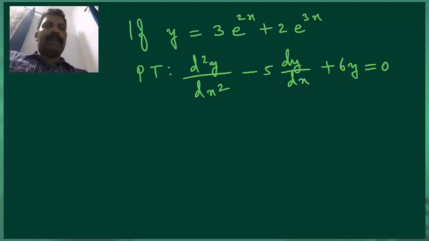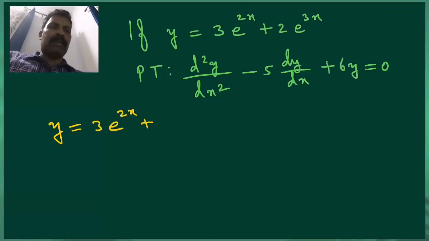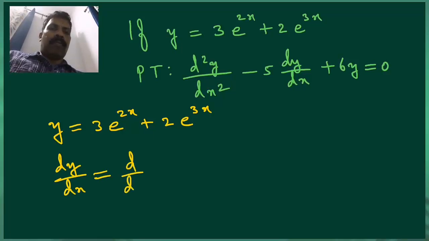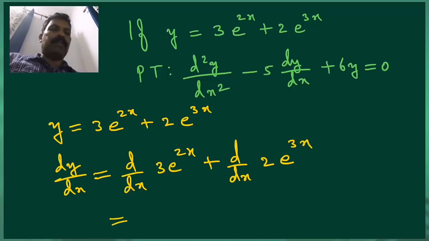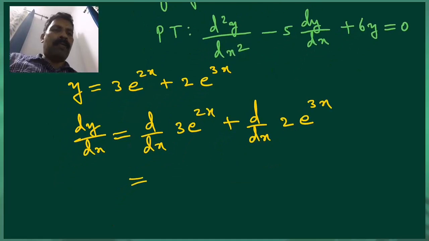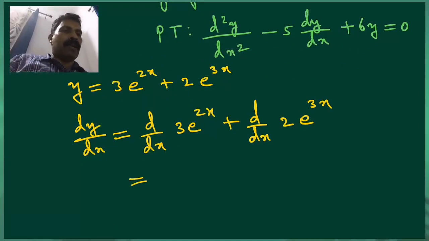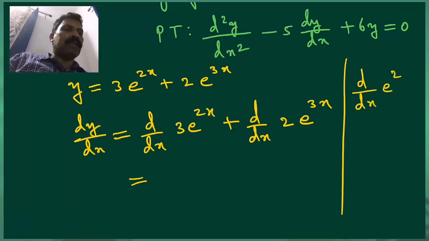Here we are given y is equal to 3 into e raised to 2x plus 2 into e raised to 3x. So we can find dy by dx, that is equal to d by dx of 3 into e raised to 2x plus d by dx of 2 into e raised to 3x. So here you can have the derivative of e power 2x. How to find the derivative of e power 2x?